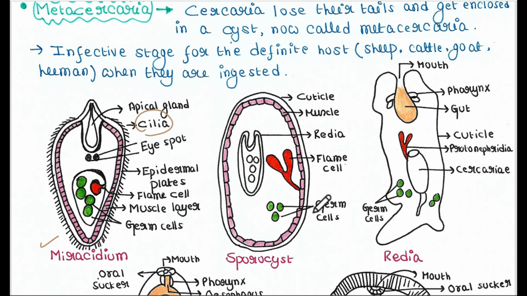Here is the cilia. Those are found on the surface of this larva, and then it has the epidermal plate. This is the plate beneath the cilia. Beneath the epidermal plate there is the muscle layer. This red one is the muscle layer, and then it has this gland, the apical gland. This gland is present in the topmost position of the larva. Then it has two eye spots. Then here is the flame cell, that is basically the excretory organ, and then it has germ cells. So this is all about the Miracidium larva.